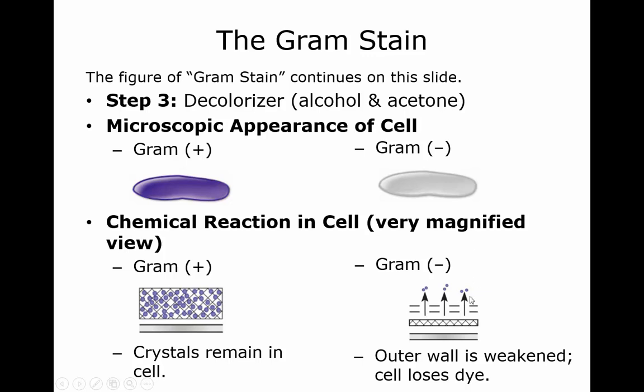Why? Well, remember, iodine had no effect on those crystals, and so once you pour decolorizer over it, it weakens the cell wall, and all those color pigments are stripped away. So after step 3, gram-negative bacteria appear clear.